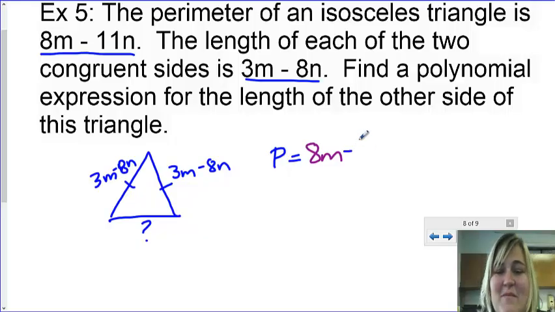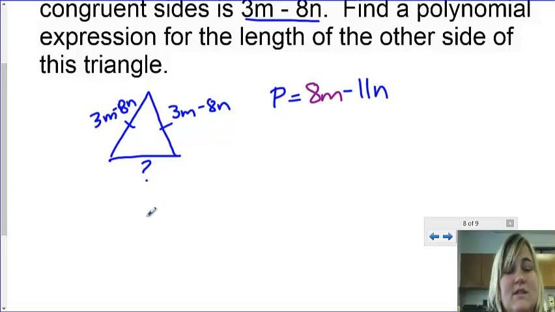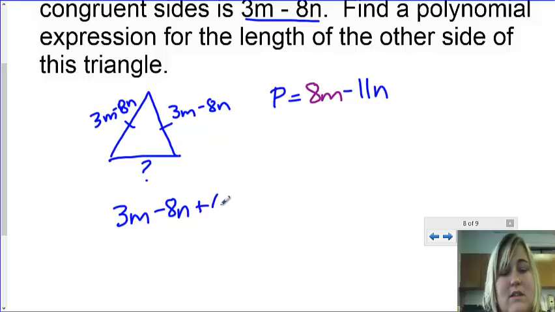minus 11n. So if you knew that this perimeter was 15 and that the two congruent sides were 6, you would take 6 plus 6 and you would subtract it from that 15. Okay? And in this case, we're going to do the exact same thing. We want to add the two sides we know and subtract it from the perimeter that we know to find this missing side. So, the two sides that I know are 3m minus 8n plus 3m minus 8n.